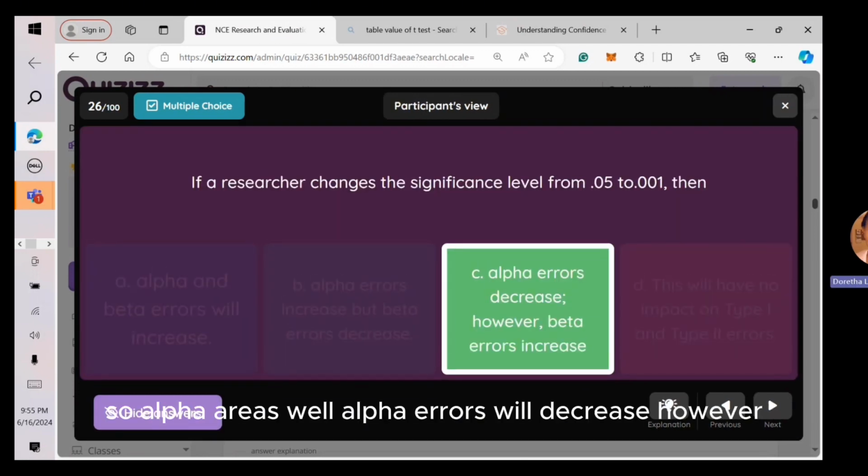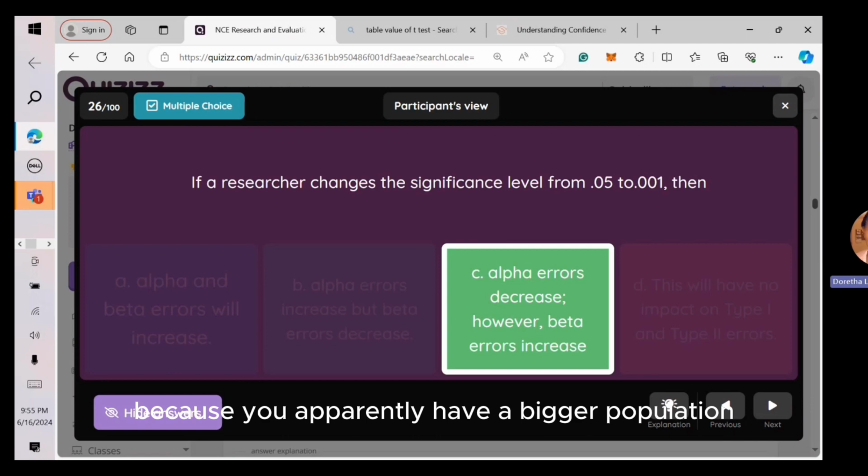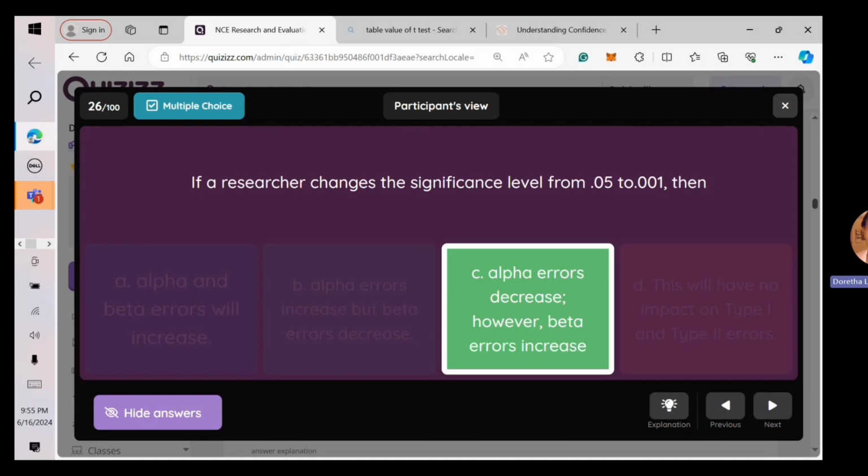So alpha errors will decrease. However, beta errors will increase. So what this just means is that there will be a decrease in false positives, right? Because you apparently have a bigger population with this sample. If you are saying it's now at 0.001, right, you would think that because of the bigger population, you will have less room for error, right?